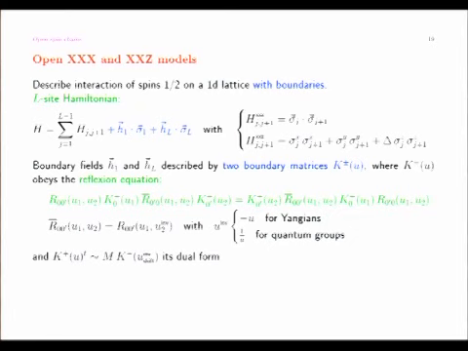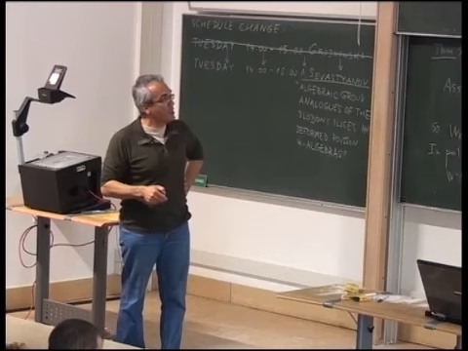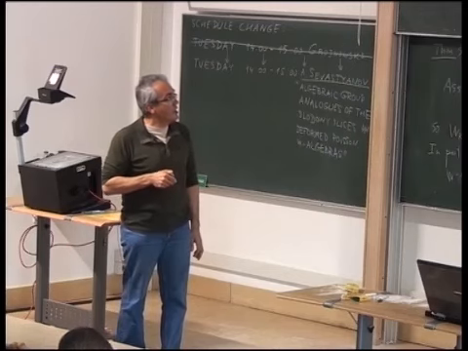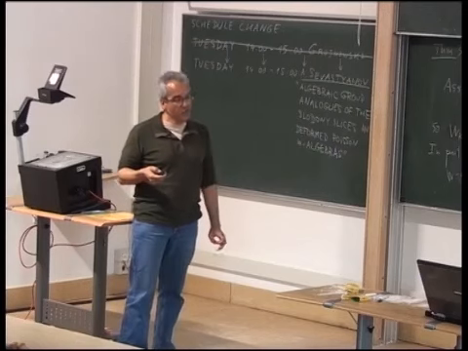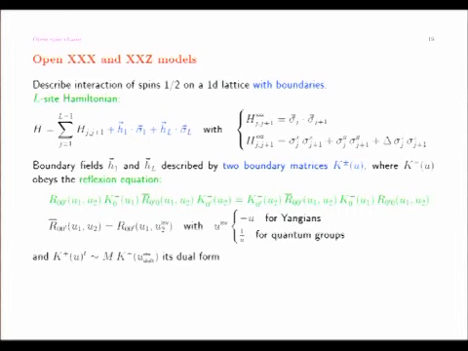And in fact, you can describe this again using monodromy matrices. But now you need two boundary matrices which will reflect this boundary field, which interact with the spins. And these boundary matrices will obey the reflection equations of this form. So R is again the R matrix I was using before. R bar is just the same R matrix, but with the second spectral parameter inversed, in the sense of minus u for Yangians and 1 over u for quantum groups.